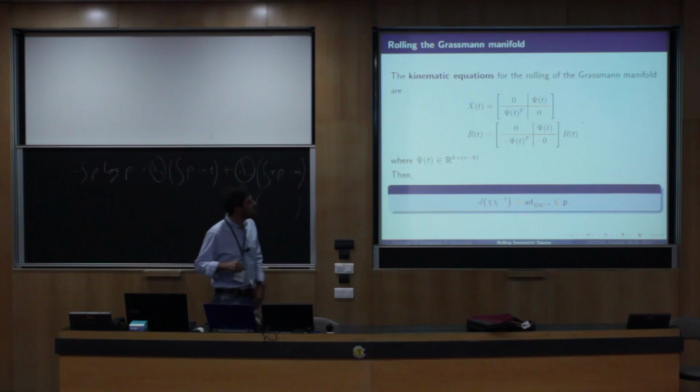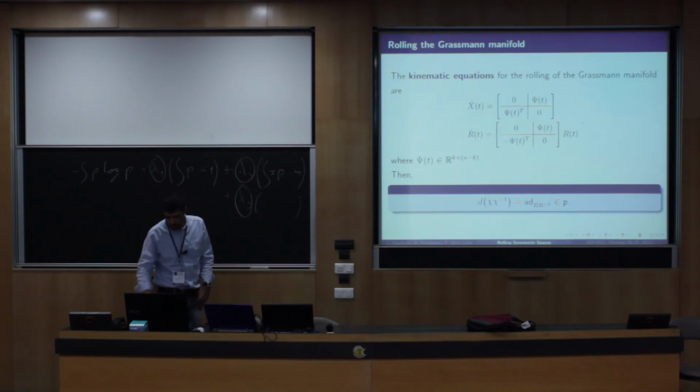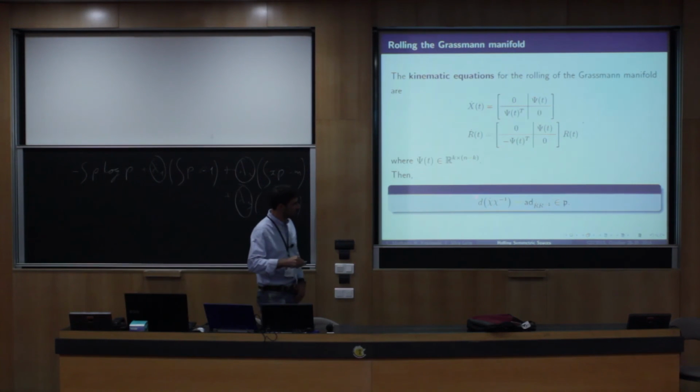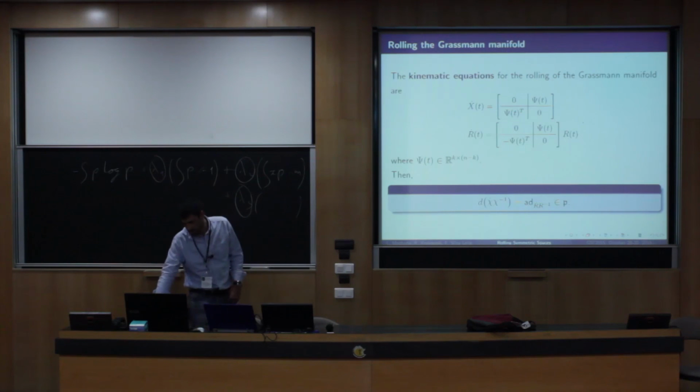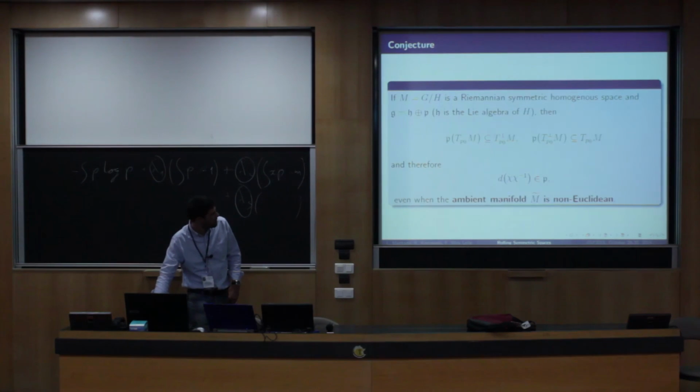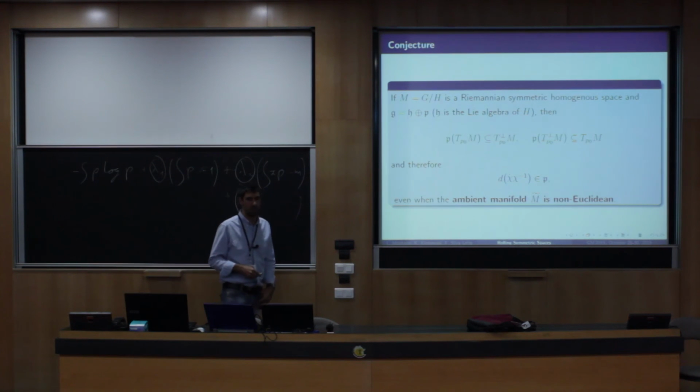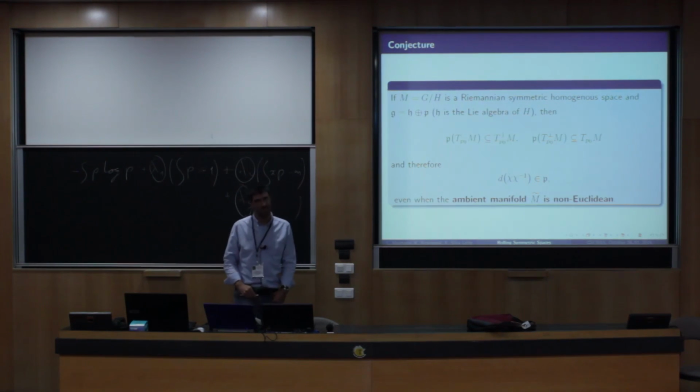So the idea is that we could prove for all the examples that this holds always, but we could not prove theoretically that, in fact, this is an element of P when the ambient manifold M tilde is non-Euclidean. So that's what we are trying to do at the moment, but it seems that it's not easy.